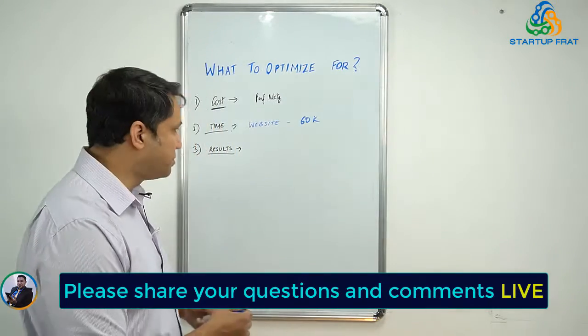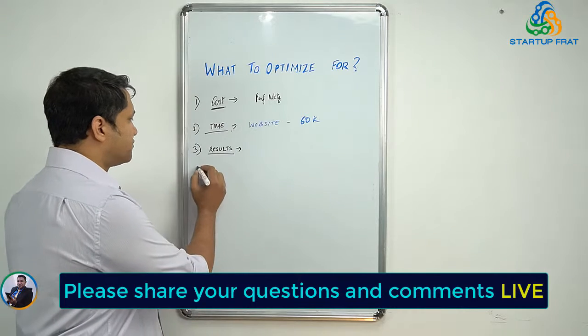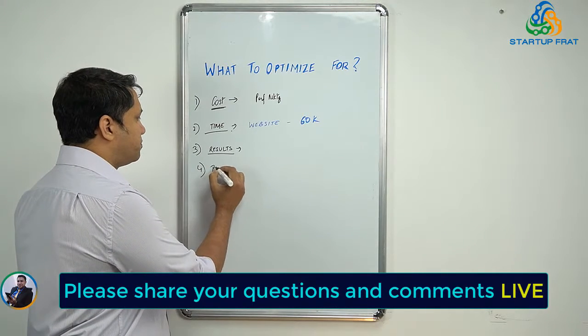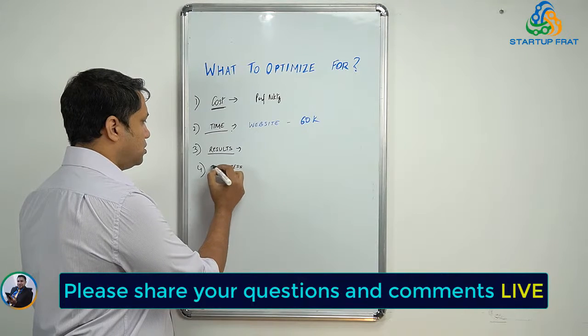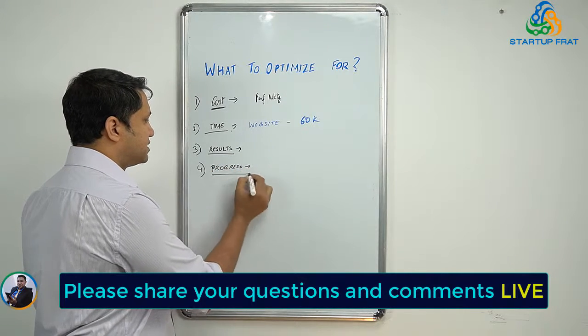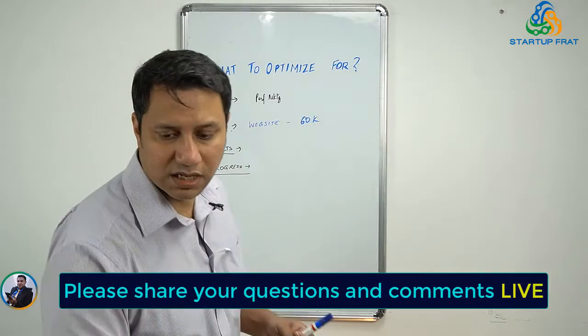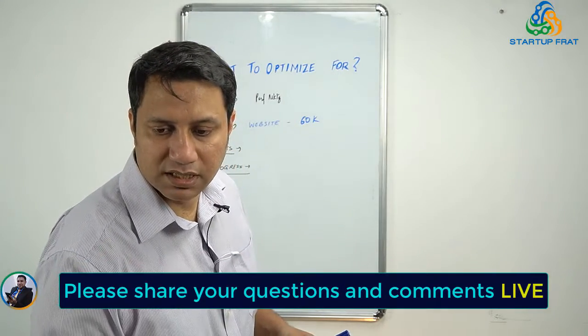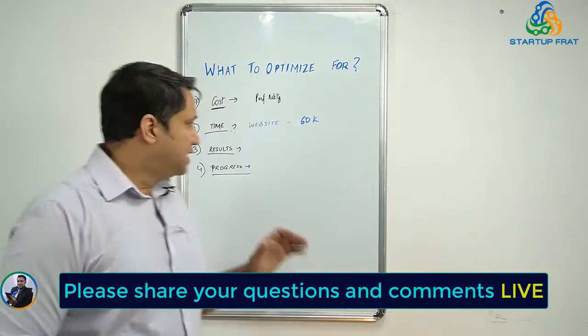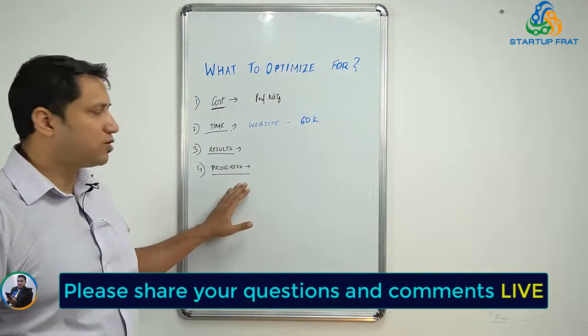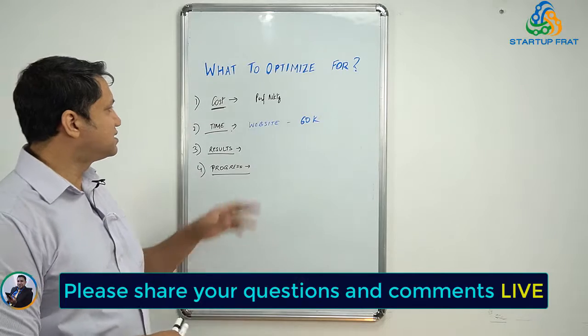What else do you optimize for? Number 4, you optimize for progress. Let me just look at what example I can give you. Yes, progress. So progress, this is a combination of results and time.